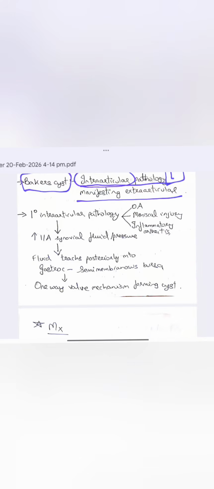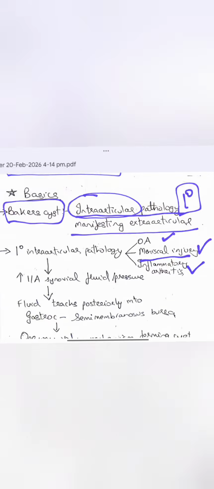The primary intra-articular pathology is usually osteoarthritis, meniscal injury, or inflammatory arthritis. Most commonly in clinical practice, we come across some meniscal injury which gradually progresses to some swelling in the popliteal region, which gradually becomes painful, and the patient comes to us multiple times in the OPD, and that is when we should understand this concept.